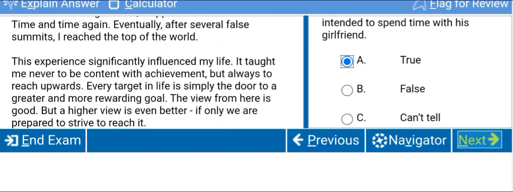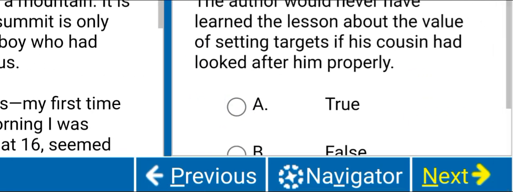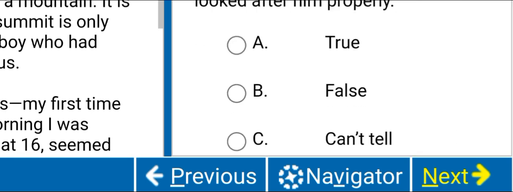Okay. Next question we have is question number 2, which says the author would never have learned the lesson about the value of setting targets if his cousin had looked after him properly. Option A, true. Option B, false. Option C, can't tell.